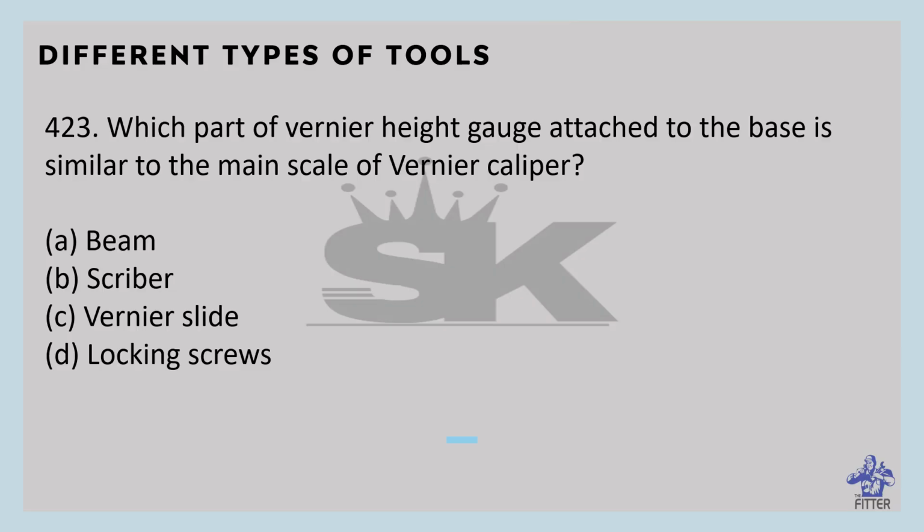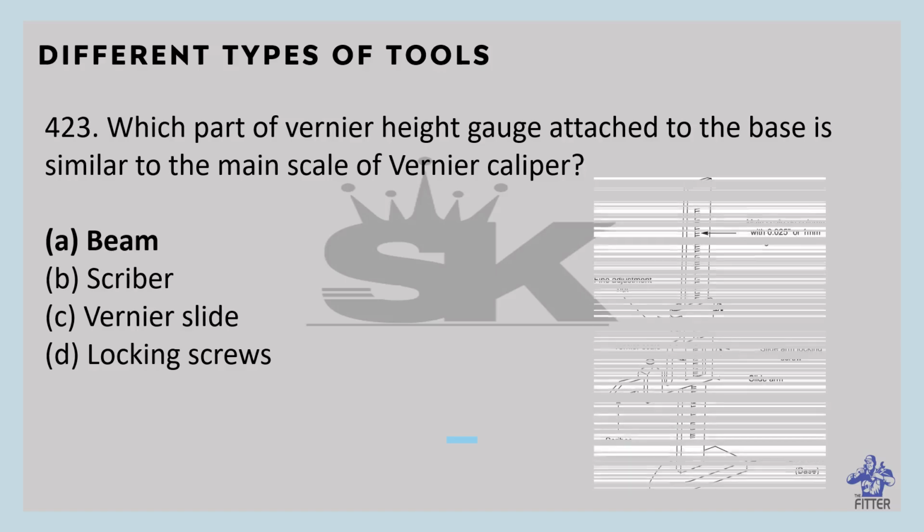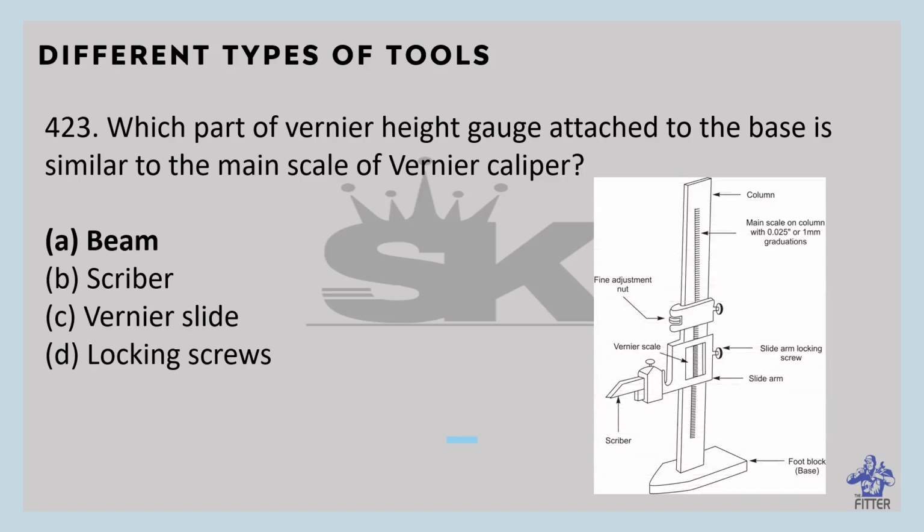Which part of vernier height gauge attached to the base of it is similar to the main scale of vernier calipers? That is beam. You can see here in the image, beam or a column. So here you can see the beam or a column is attached at the base. This is base.